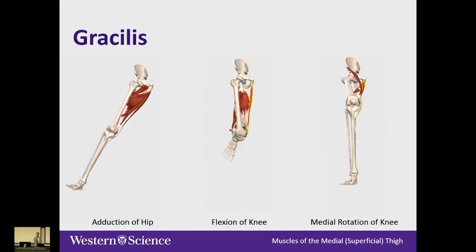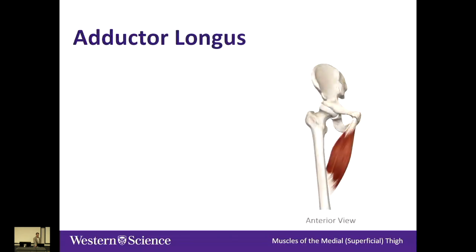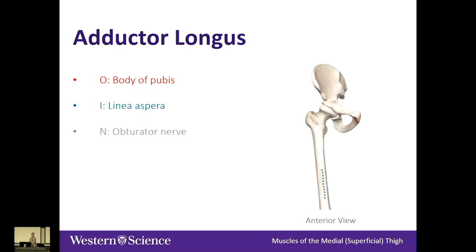Okay, so that's two of them. A couple exceptions there. Let's get into the nice simple ones for a bit. So adductor longus. This is like the key adductor muscle. I love it. Look where it's going. Body of the pubis. If you look at where it's inserting, right on that linea aspera, so the back ridge, the nerve supply, obturator nerve.